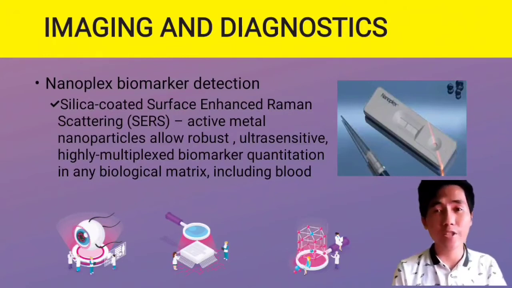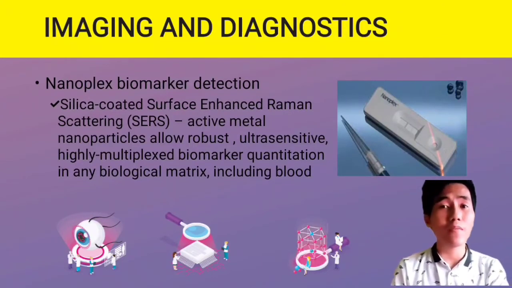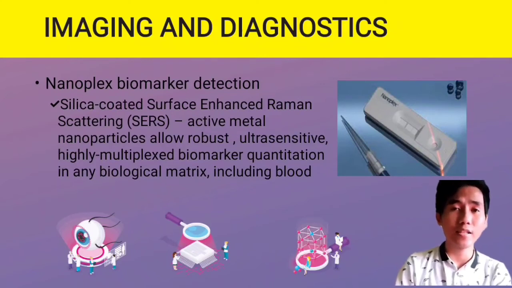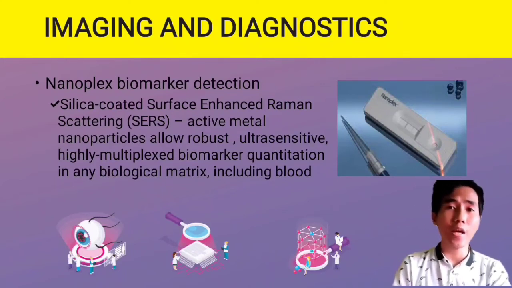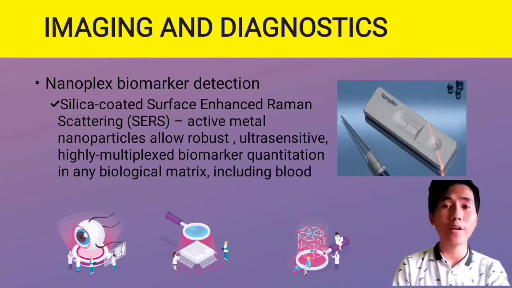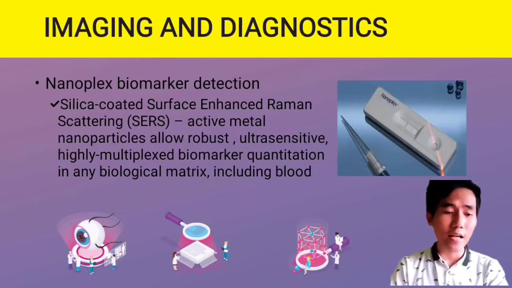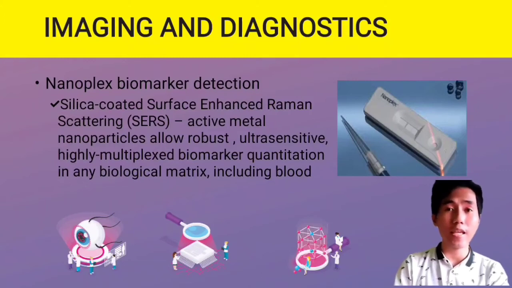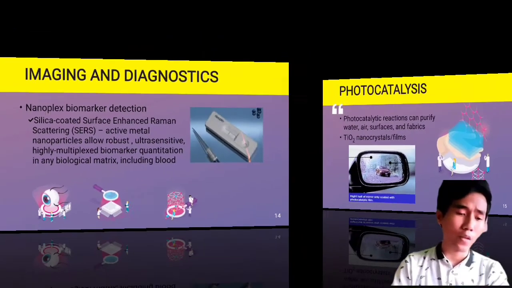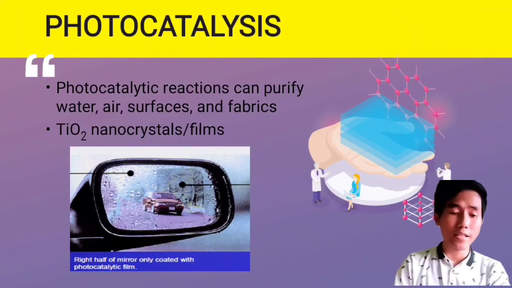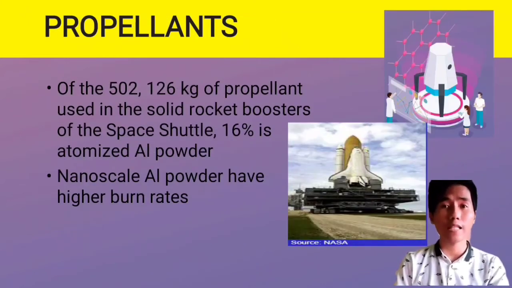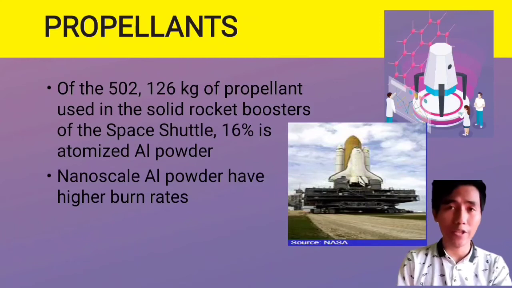In continuation, nanotechnology is also applicable in imaging diagnostics. So, in imaging diagnostics, we have what we call nanoplex biomarker detection that we can see in the picture. It contains silica-coated surface-enhanced Raman scattering that allows robust detection in any biological matrix. We have what we call photocatalysis that can purify water, air, surfaces, and fabrics. We also have what we call propellants, as observed in the picture.